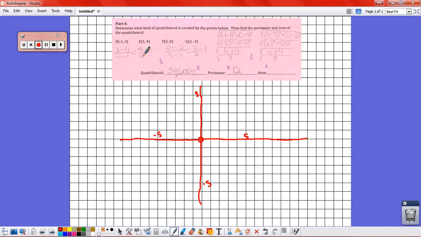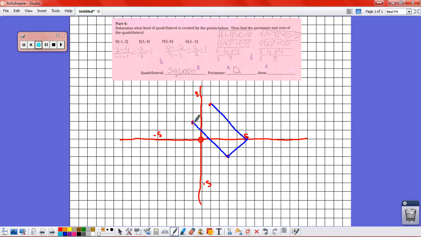So I have a point at negative 1, 2. And I have a point at 1, 1, 2, 3, 4. And I have a point at 5, 0. And I have a point at 3, negative 2. So if I connect all of these points, I can see what shape it makes.